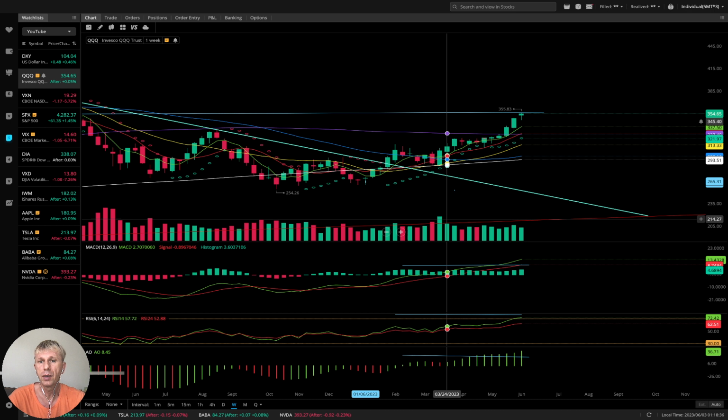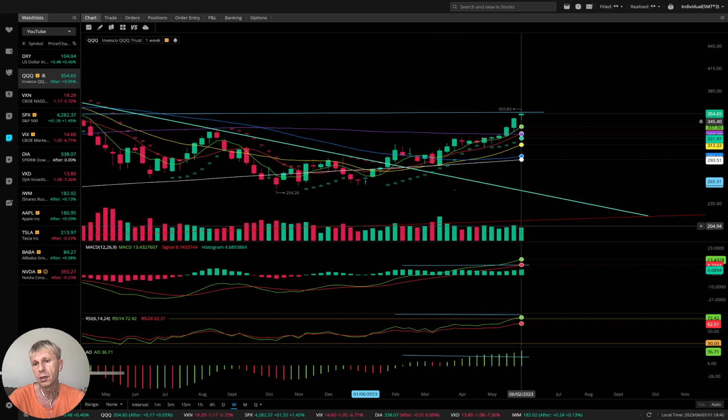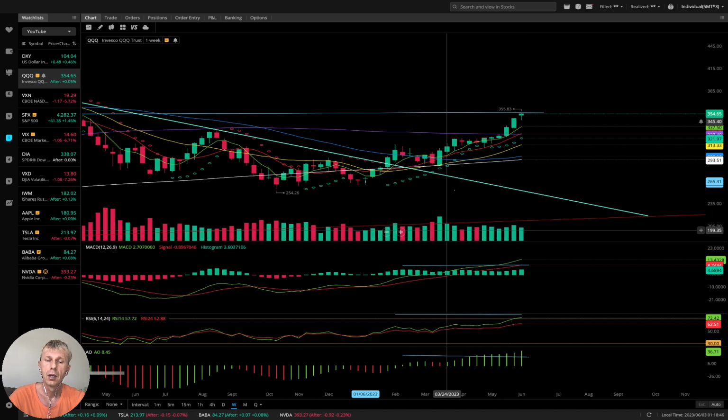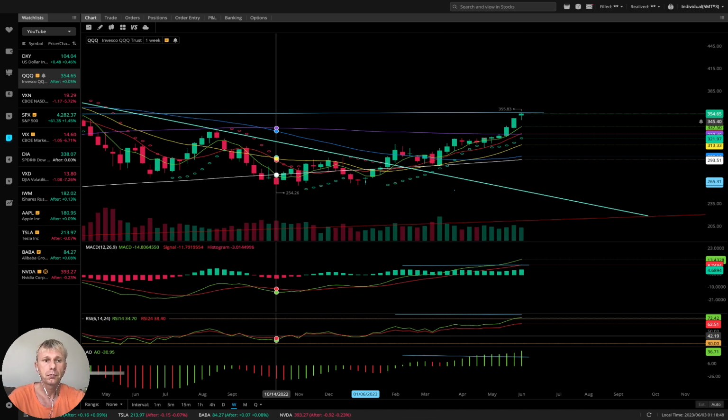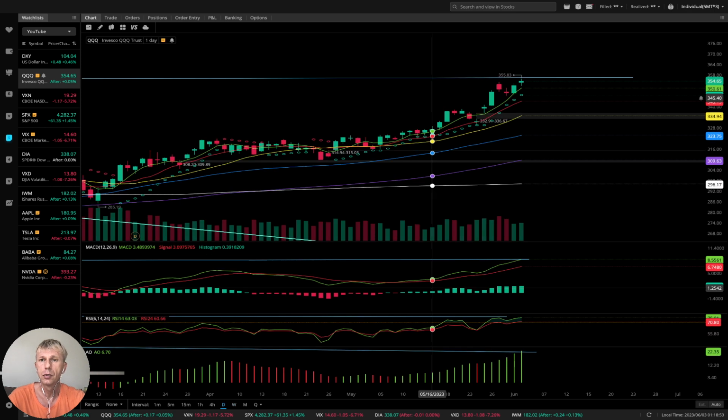On the weekly time frame, you see the volume is decreasing. Last week was a short week because of the holiday, but volume is decreasing. Let's move to daily. Daily for QQQ.